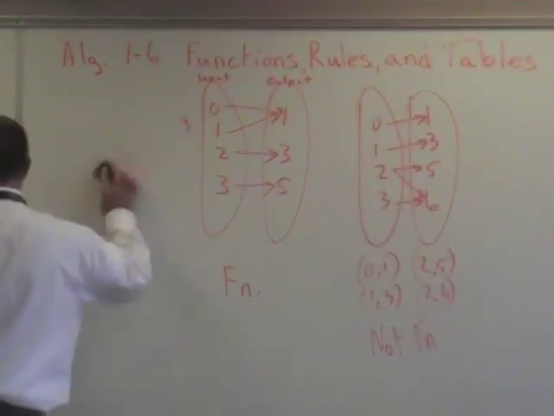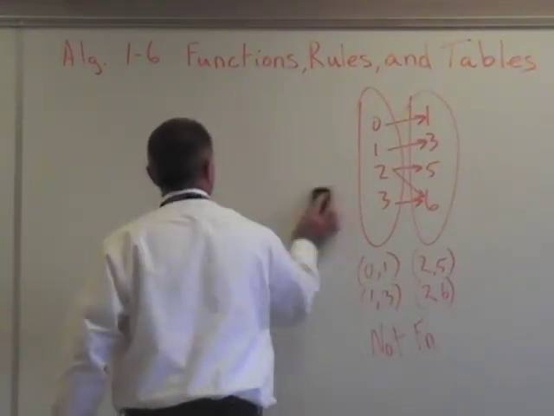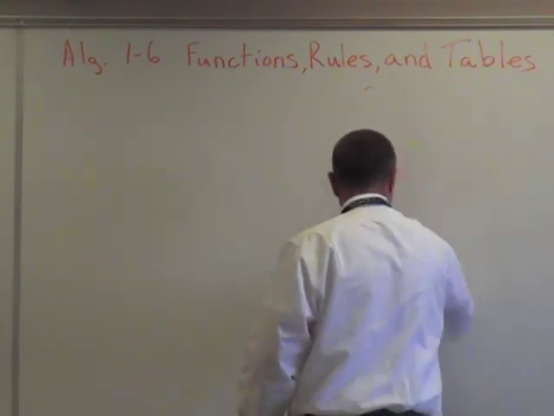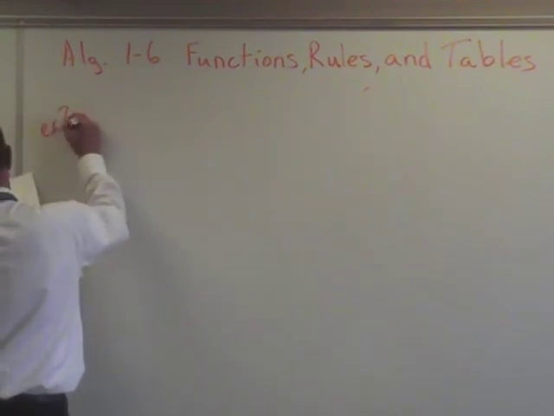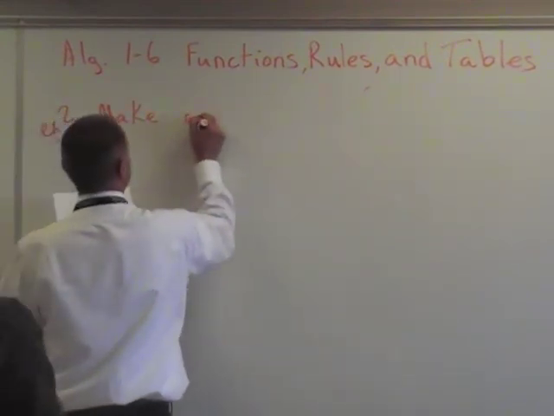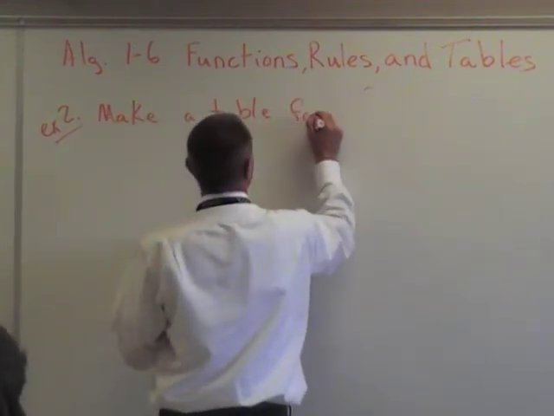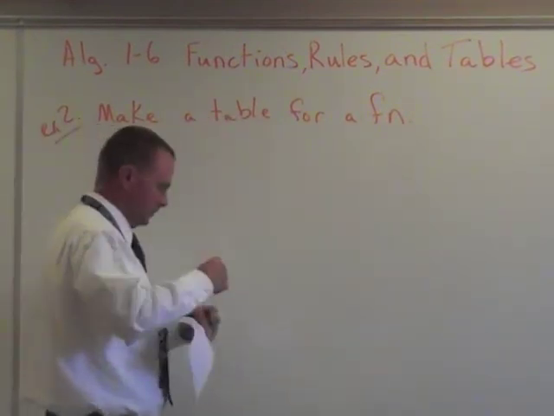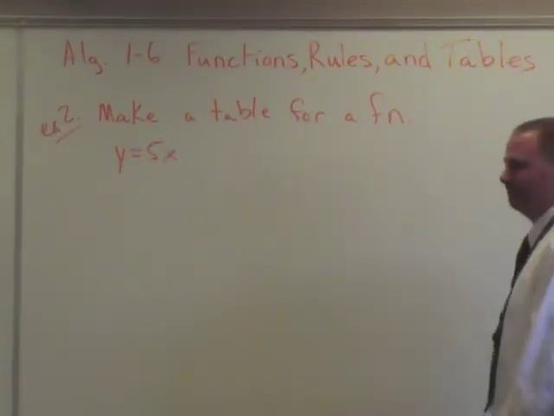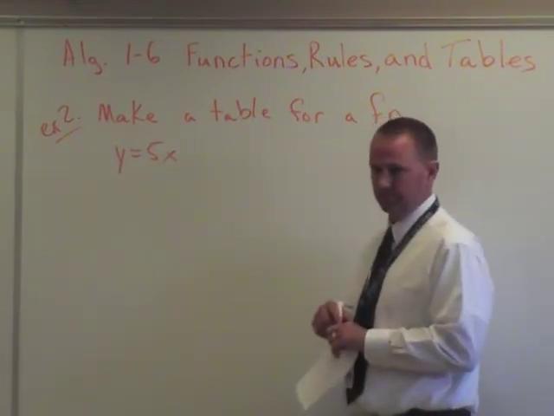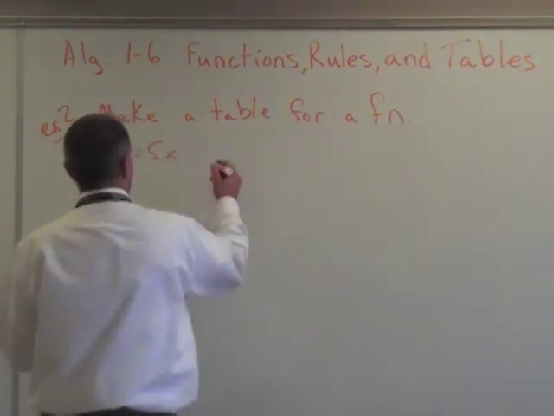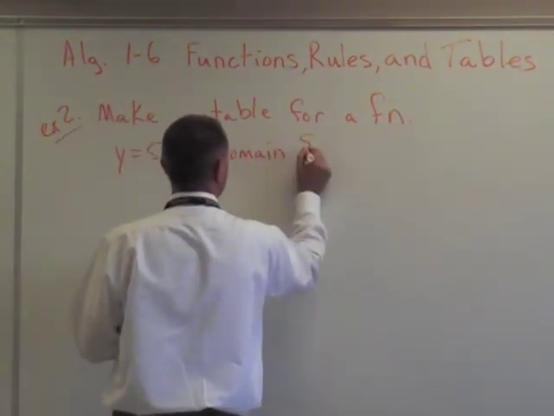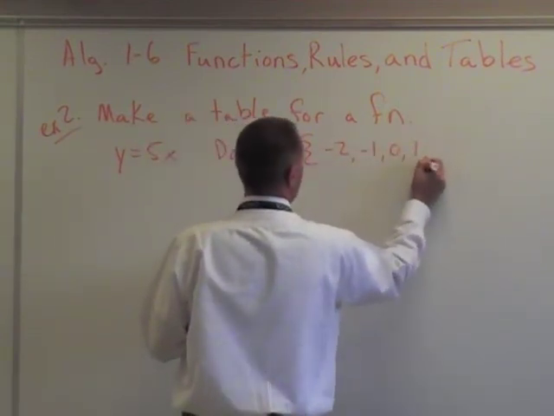Example 2. Make a table for a function. So here's the function y equals 5x. We're going to make a table for this function with this domain information: -2, -1, 0, 1, and 2.